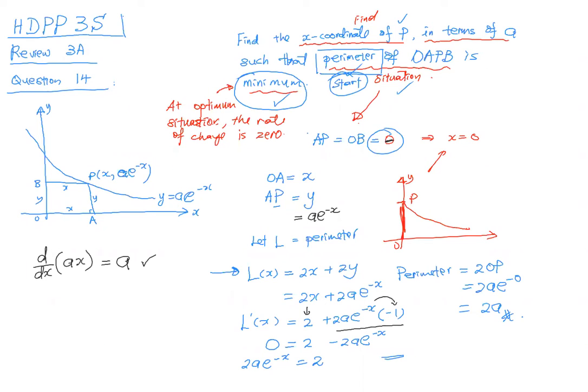Okay, so from here, I have my 1 over e to the power x is equal to 1 over a. Yeah. So from here, my e to the power x is equal to a. So my x equal to ln a. So this is the answer. So this is the x coordinate of point P. So now if I get the x coordinate, have I done my task completely?